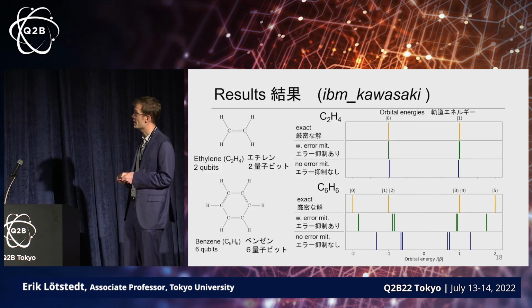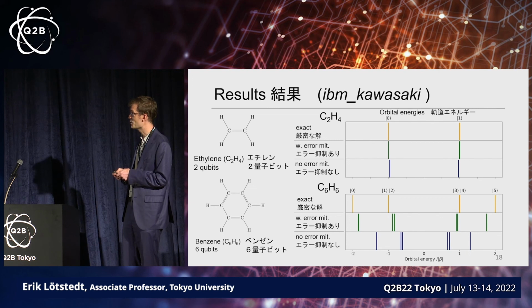And the results for ethylene here and benzene here are shown in this slide. So you should look from the bottom up. This is without error mitigation as it comes out from the measurement on the quantum computer. Then with error mitigation, and the exact result. So this upper row is the right answer. For this small one, 2 qubits, it is quite good. But for 6 qubits, the benzene, the error mitigated one is off by maybe 10% or so. It should be this yellow one, but it is shifted by 10%. And also the degenerate states are actually split because of the noise.